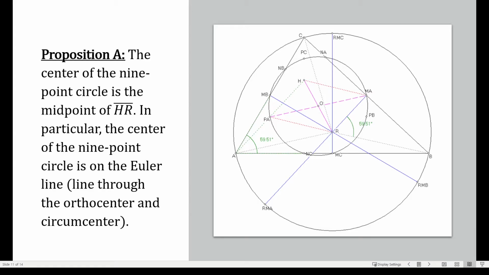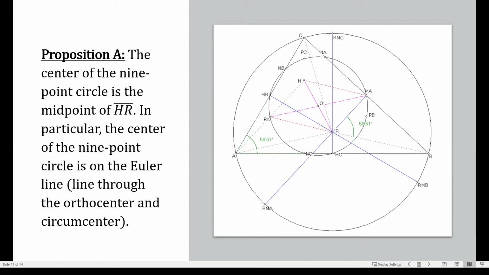The center of the 9-point circle is the midpoint of HR. In particular, the center of the 9-point circle is on the Euler line, the line that goes through the orthocenter and the circumcenter. Using lemma 8, we can show that the length of PAH is equal to R cosine of angle A, since PAH is equal to 1/2 of AH.